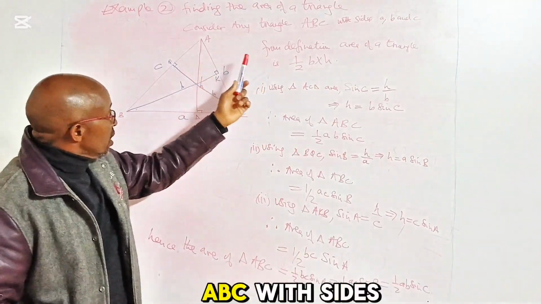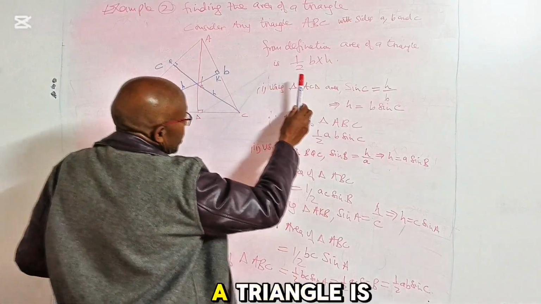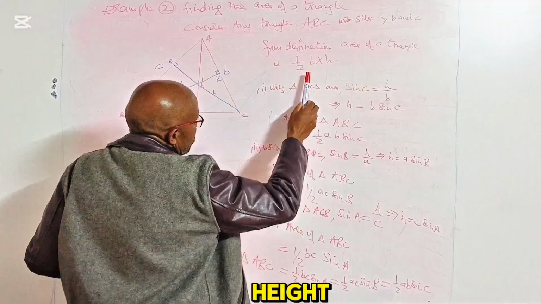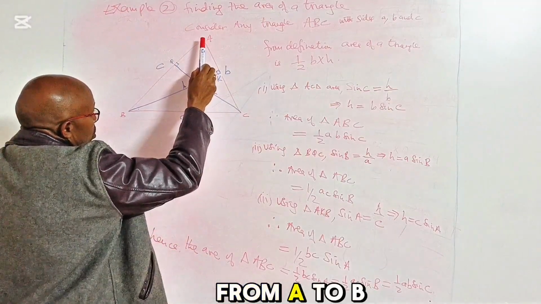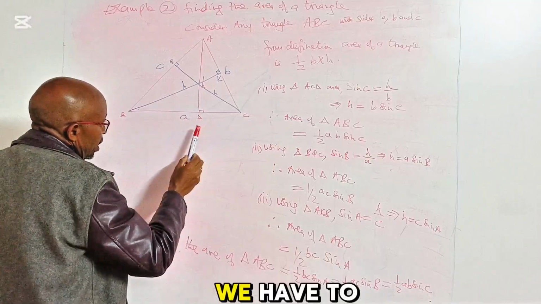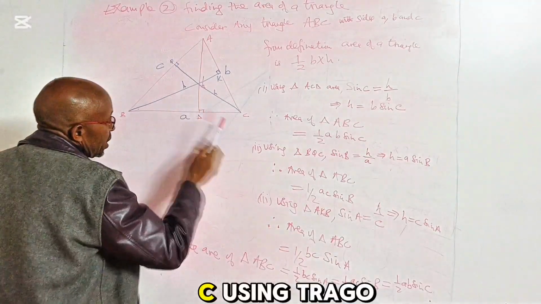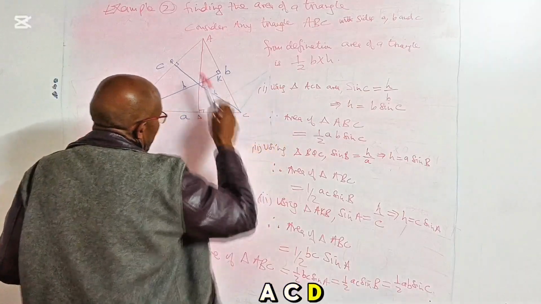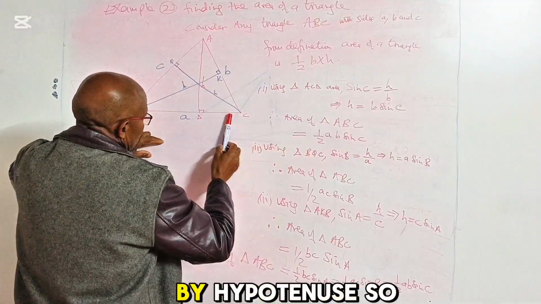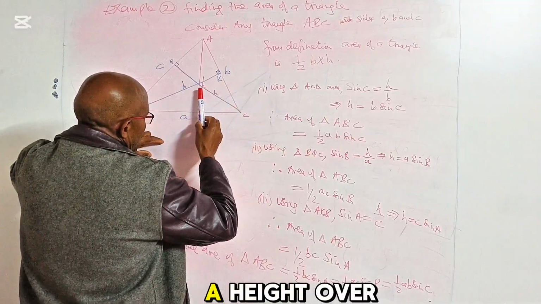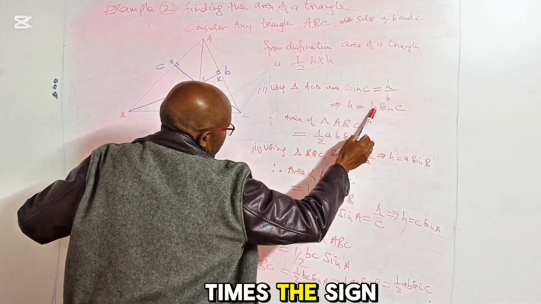Example 2, finding the area of a triangle. Consider any triangle ABC with sides a, b, and c. From definition, the area of a triangle is a half base times height. Dropping a perpendicular from A to BC, it meets BC at D. Using triangle ACD, the sine of angle C is equal to opposite over hypotenuse, so it will be height over b. Therefore, the height is equal to b times the sine of C.